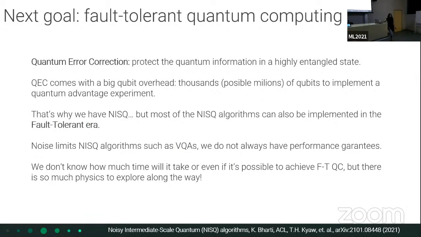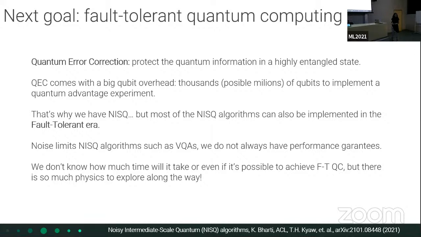And the next goal, it's not clear, but to me it will be fault-tolerant quantum computation. So in the end, we will need to have these quantum error correcting codes that allow us to apply any possible quantum algorithm. But in this fault-tolerant era, we can also apply the variational quantum algorithm, for instance, because in the end, the framework is exactly the same, just that it will be much more precise and maybe we don't need to perform these error mitigation techniques, because we can really find the angles that work for this particular algorithm. So in the end, whatever we develop in this NISQ era will also be useful for the fault-tolerant quantum era. And we don't know how much time it will require to arrive there, or if it will be possible to scale and have these millions of qubits in our chips.